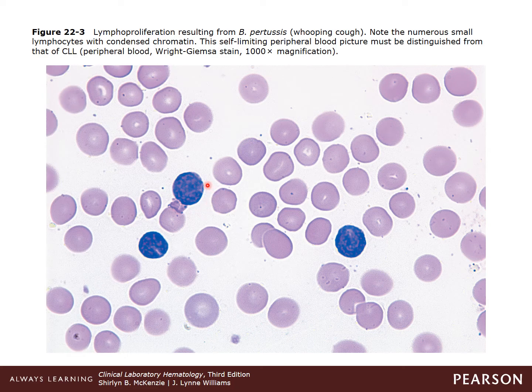Here we see many of these small lymphocytes. Look how condensed they are, you barely see any cytoplasm there. Okay, so this is lymphoproliferation from whooping cough.